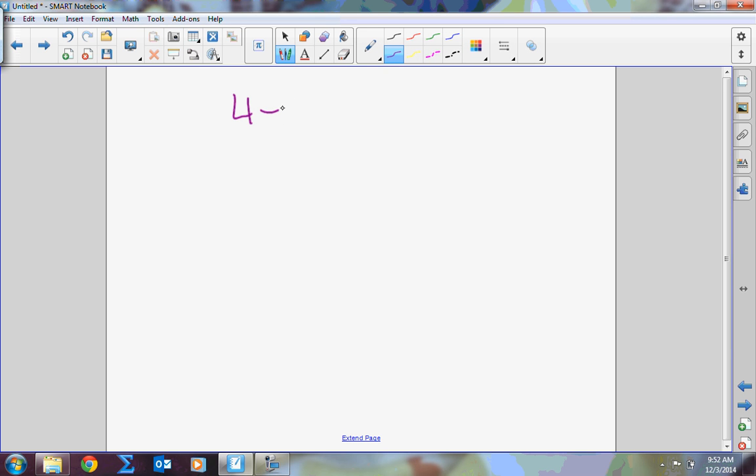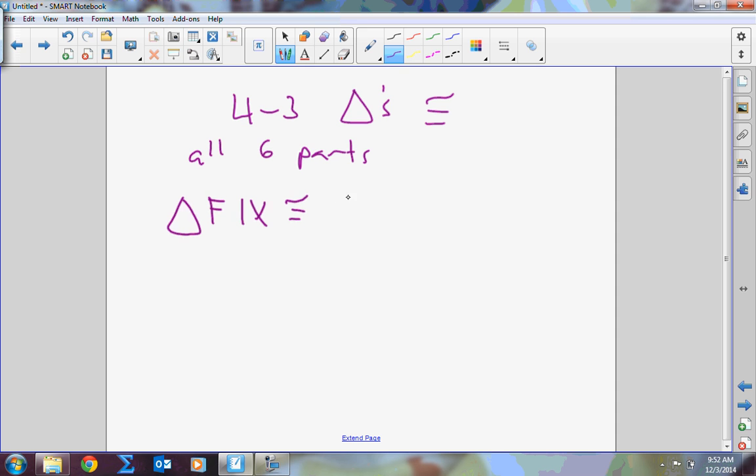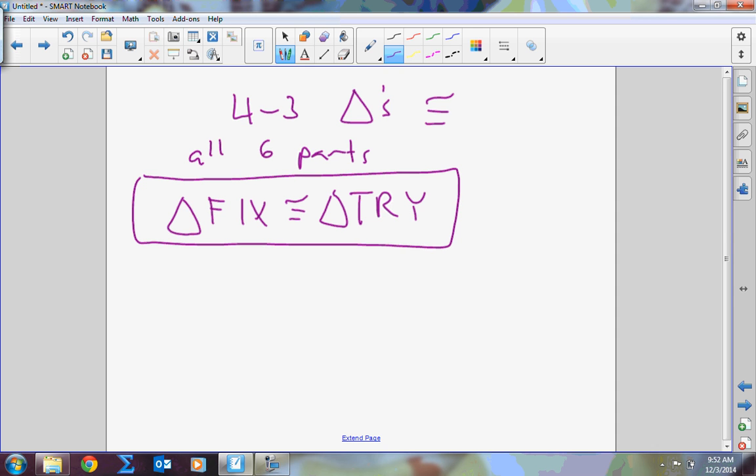Delay in 4-3, it's congruent triangles, and we needed all 6 parts. So really the big takeaway in the end, since we learned 4-4 and 4-5, is that if I give you a congruent statement, let's see, how about FIX congruent to TRY, then if you see this, you should be able to tell me 6 things.